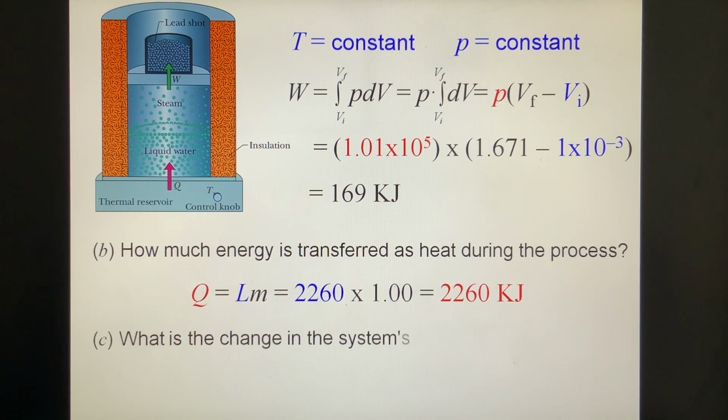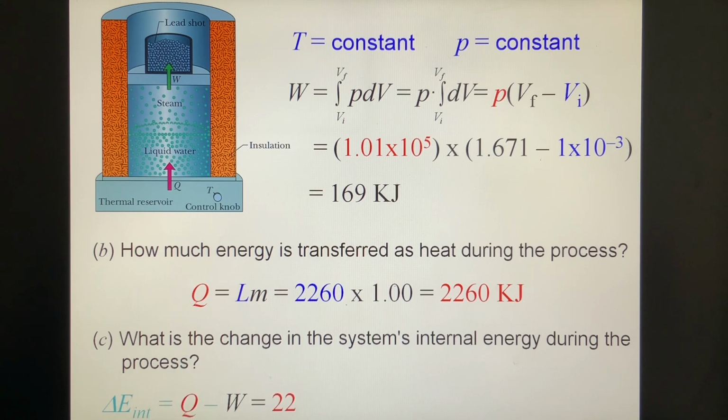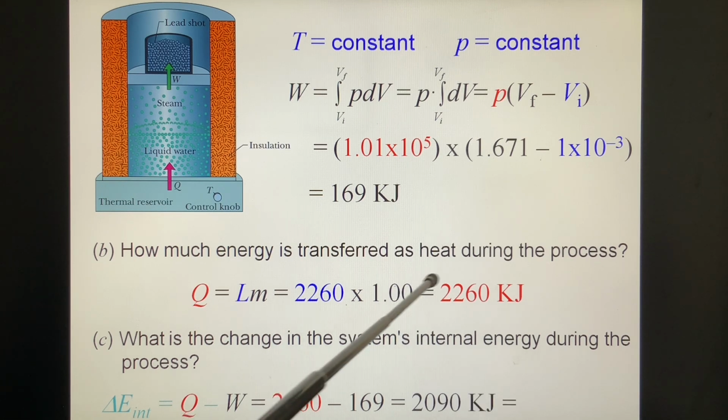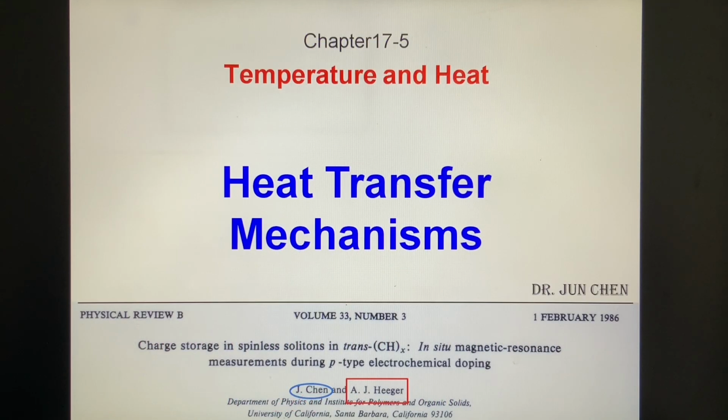Question C: what is the change in the system's internal energy during the process? By formula, delta E equals Q minus W. We know Q, and we know W, so you get the change, an increase.